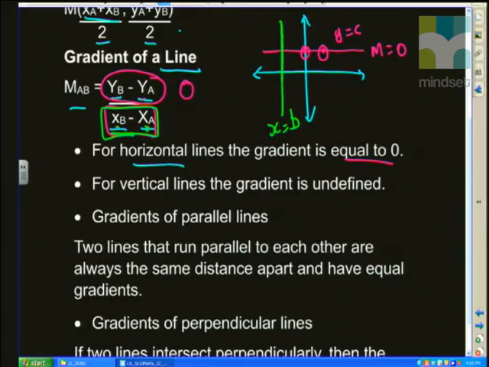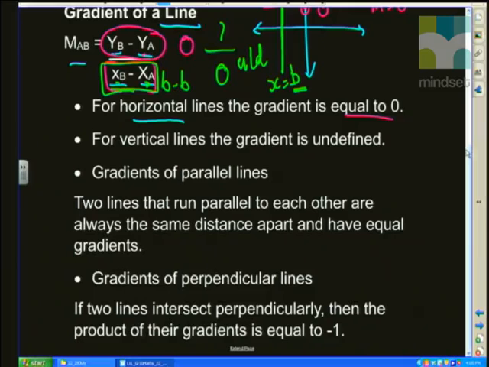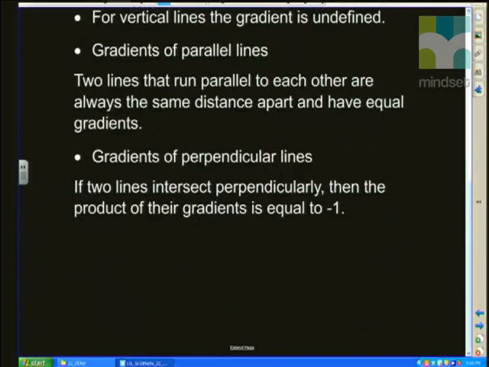All along this line, your x-coordinate is b. So if you have b minus b in the denominator, you're going to get something divided by naught. And we know that division by naught is undefined. So therefore, for vertical lines, your gradient will be undefined. All right? Still dealing with gradients.